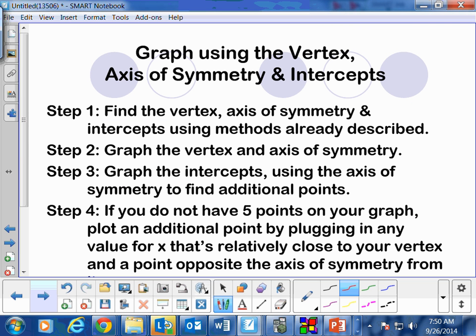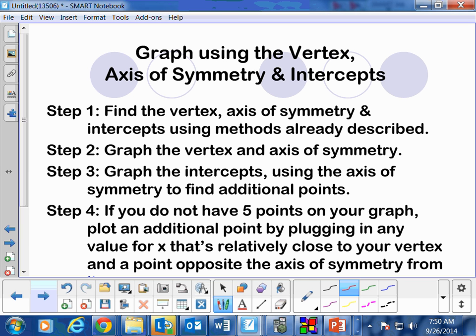Graph using the vertex, the axis of symmetry, and the intercepts. Now it says right here, there are a couple of steps and I need you to write all this down because it's going to be important when you're graphing using the vertex, the axis of symmetry, and the intercepts. This means that I won't be using my calculator. This means that I'll be physically using a couple of things.